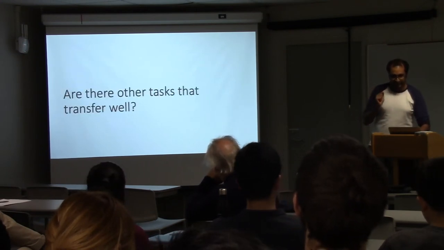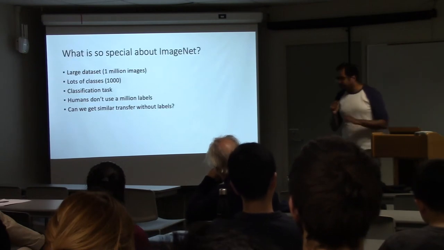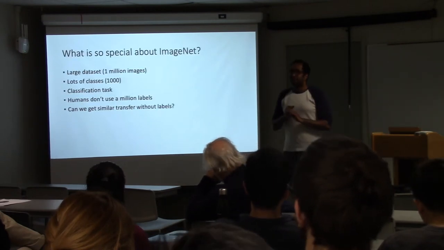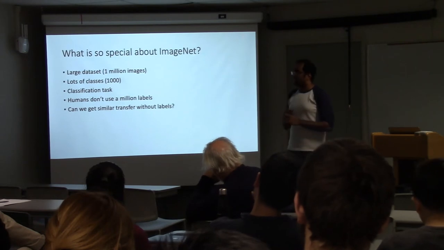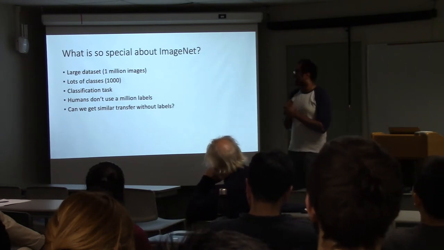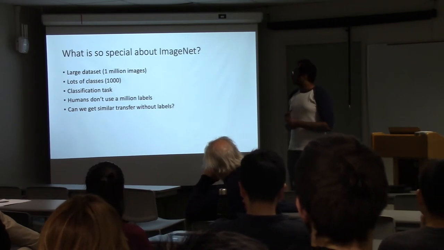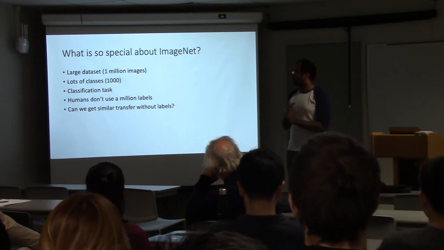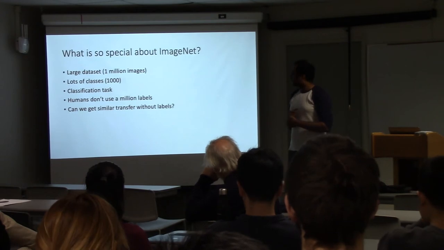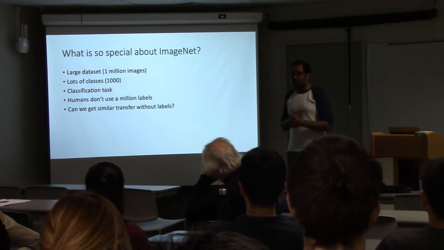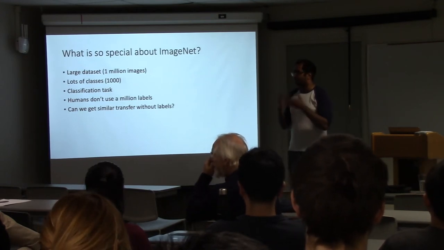So, are there other tasks that transfer well? One of the reasons this is an important question is because ImageNet is kind of special. It's a large data set with lots of classes. It took several years and several million dollars to collect. So it's not a scalable approach if you want to go beyond internet images.